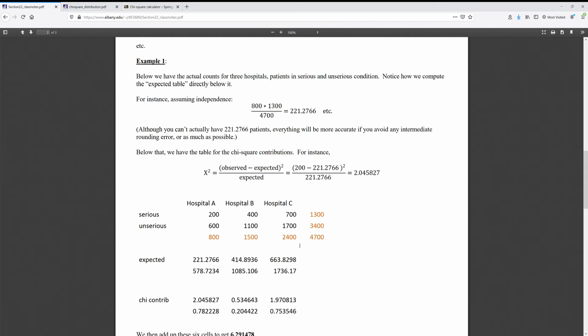So here it is. We looked at 4,700 patients. 800 are at hospital A, 200 serious, 600 unserious, etc., etc., etc. So there is our actual table.